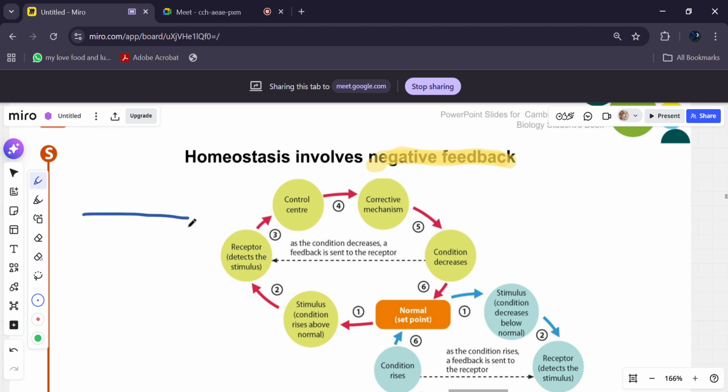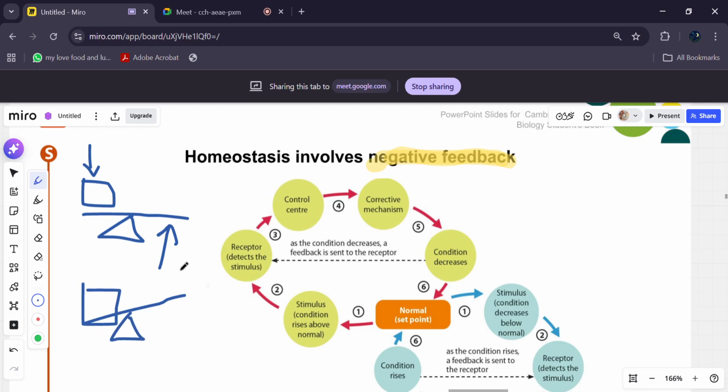We have a seesaw here. When we add heavy weight here, the seesaw responds by pulling this side down and bringing this side up. So it will cause the seesaw to be bent and look something like this. This is a type of negative feedback. A change is made to counteract the first change made. And homeostasis is a perfect example of negative feedback.